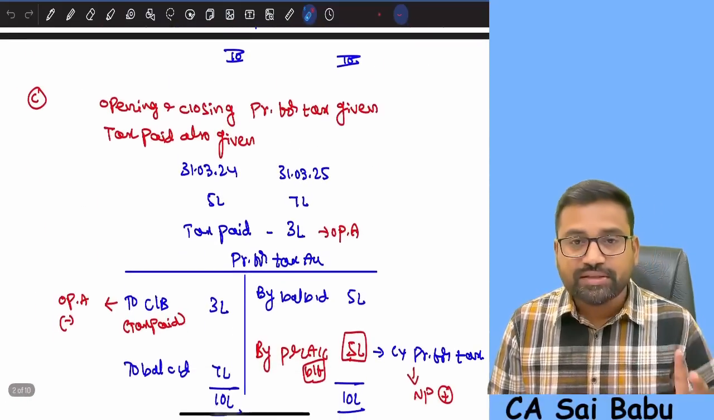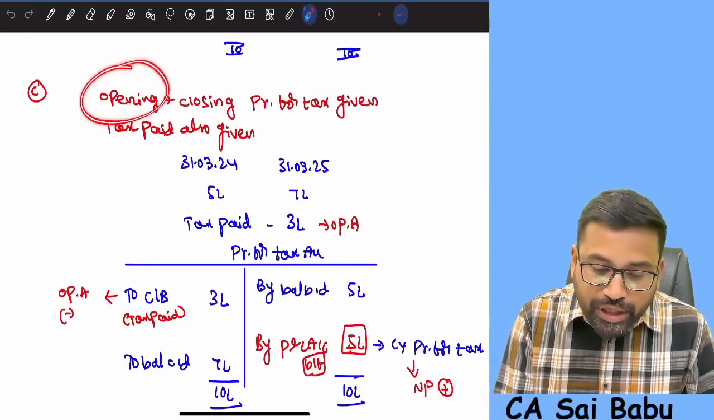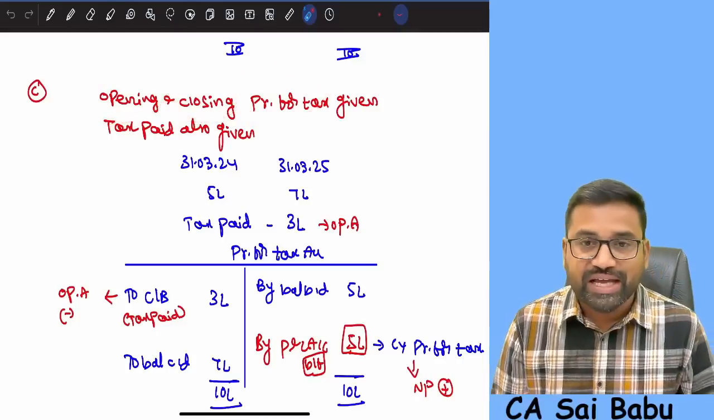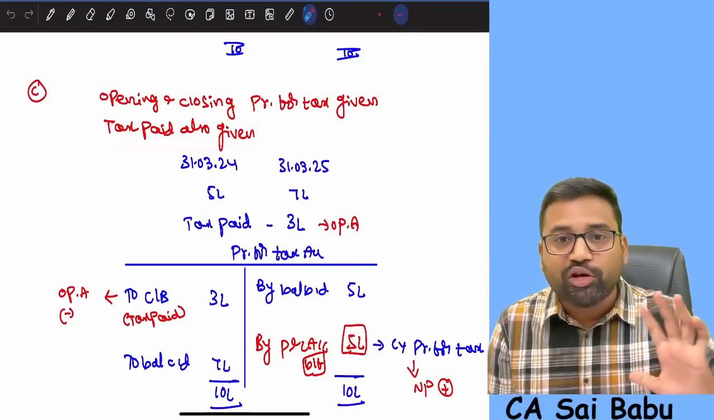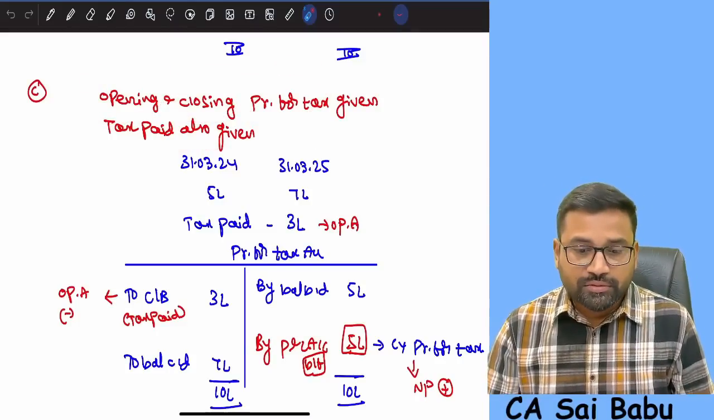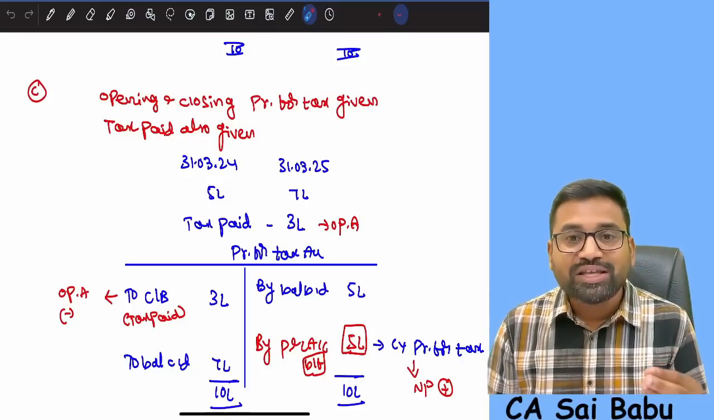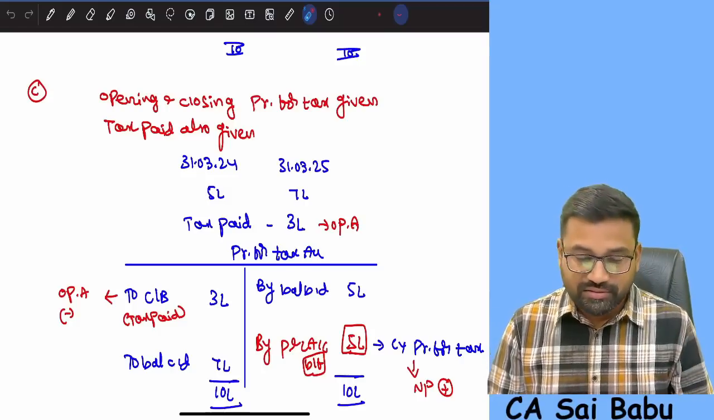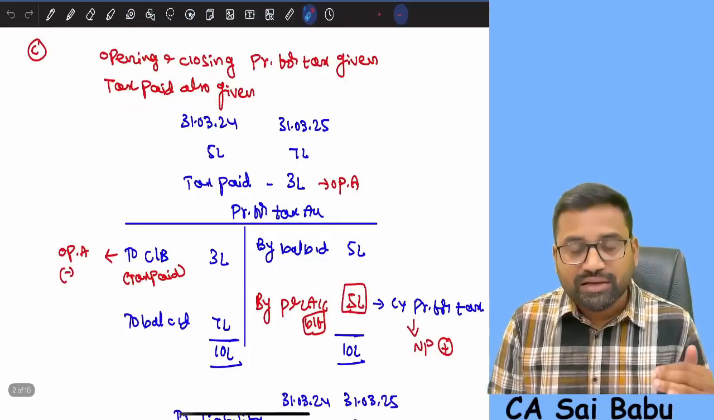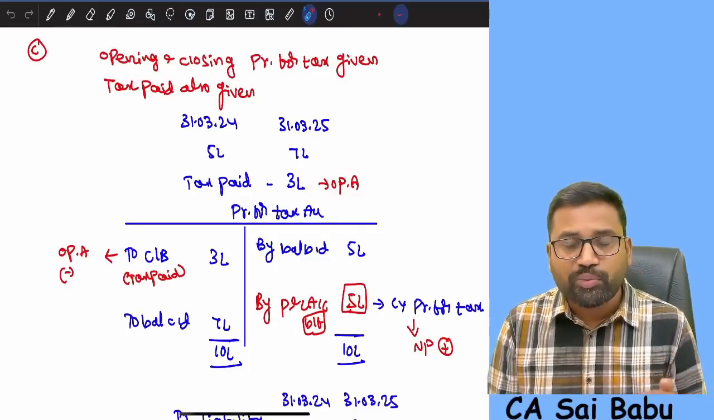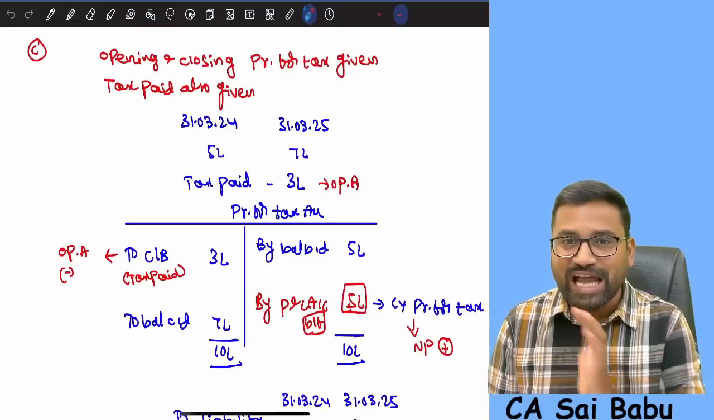Now, the third case is they will give you opening provision for tax, closing provision for tax, and they will give you tax paid also. So, opening, closing, tax paid. Then the balance figure is nothing but current year provision for tax. So, when they give tax paid, directly consider it in cash flow statement operating activities, income tax paid. Of course, it is a cash outflow.